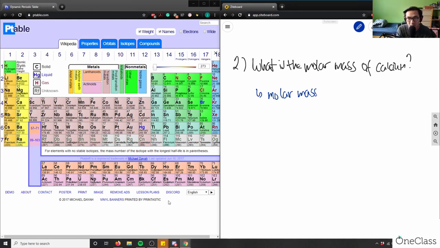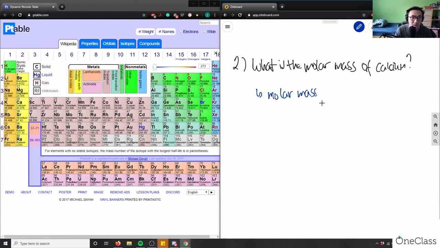In this case, and in all cases actually, calcium is a metal, and the metals are on the left side of the periodic table. Calcium, as you can see, is in row 4, or period 4, and in group number 2. So here is calcium, and we can look at the atomic mass of calcium. It says the atomic number is 20. That's our molar mass. Our molar mass is the atomic mass of calcium.